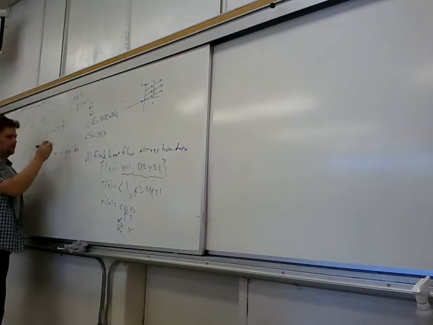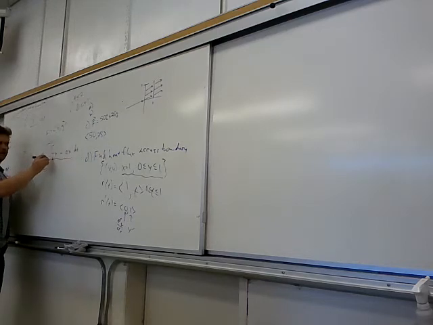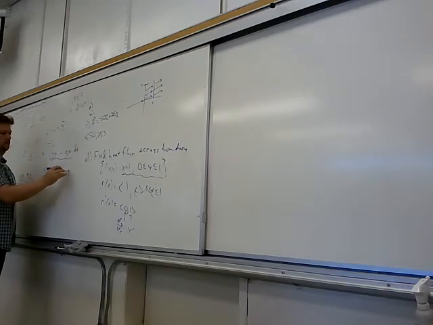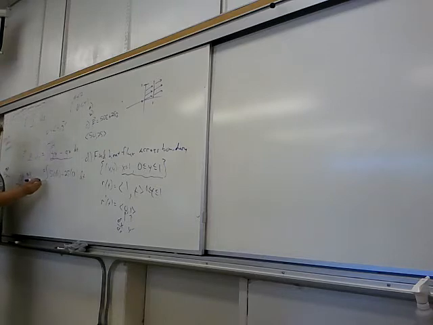But how do I set this up? The F component of the field, that's 50, times Y prime, and what's Y prime? 1. Minus the G piece, 25, times X prime, which is 0. And T goes from 0 to 1.